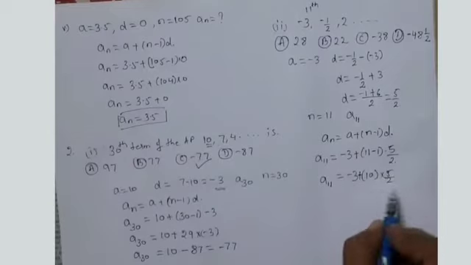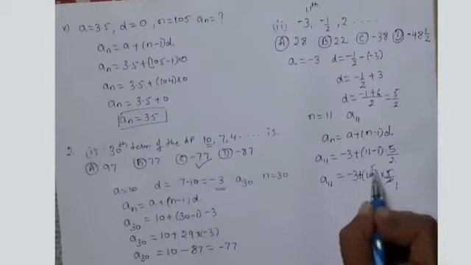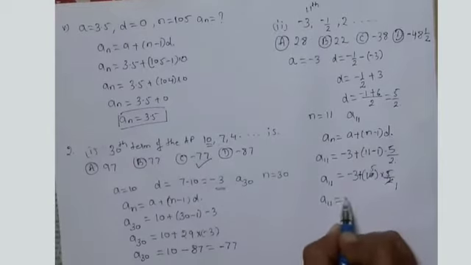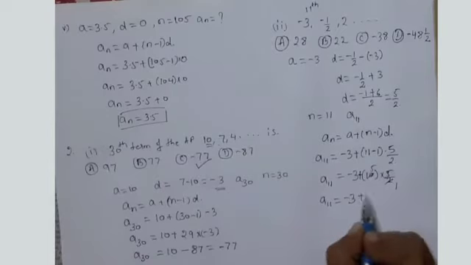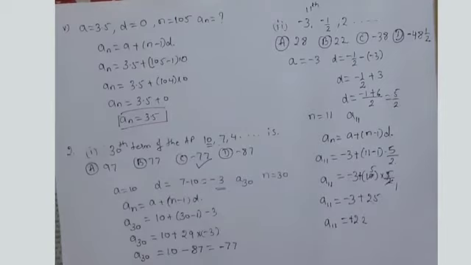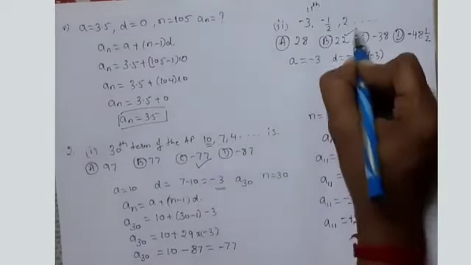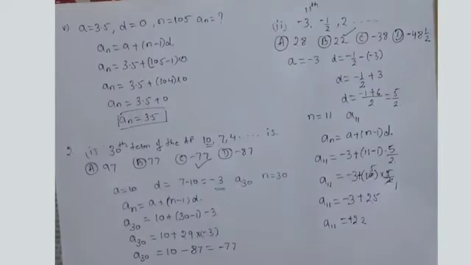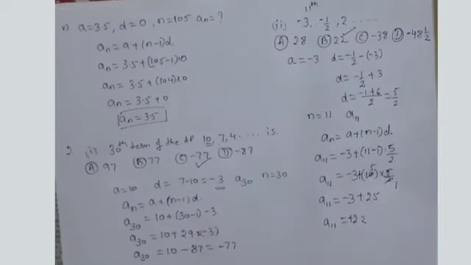Here children you can simplify. 2 1s are 2, 2 5s are 10. So you will get a11 as minus 3 plus 5 into 5 is 25. So what is a11? A11 will be equal to 25 minus 3, that is 22. Plus 22 because 25 is greater and 25 has plus sign. Therefore, which option is correct? Option B is the right answer. That is, the 11th term of the given AP is 22.